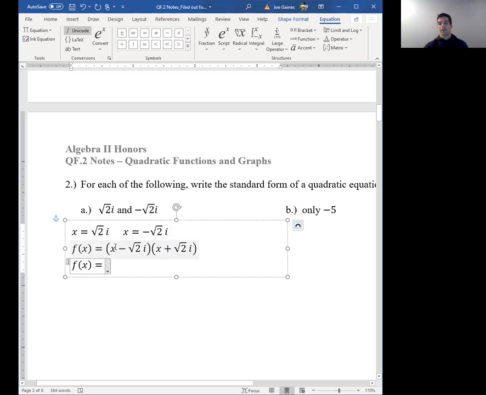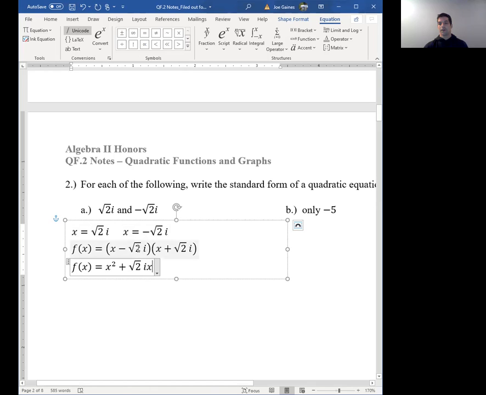So I'm going to first distribute. I'm going to take the first x in the left binomial and multiply it to x, which is x times x is x squared. I'm going to take x times a positive root 2i. So this is going to be positive root 2i times x. We can't really combine any of those together because we have a square root, we have an imaginary unit, and we have a variable. So we're just going to list them all together as multiplication.